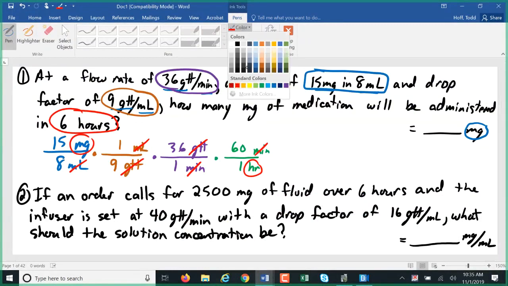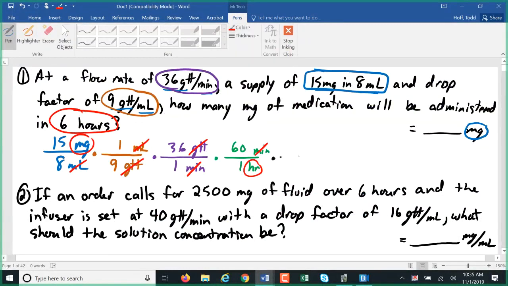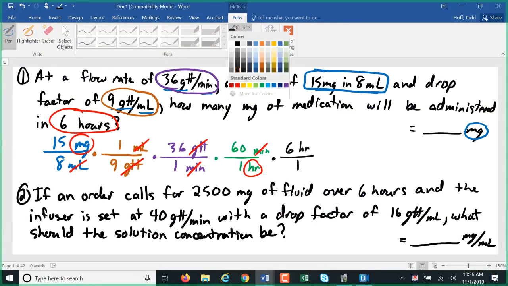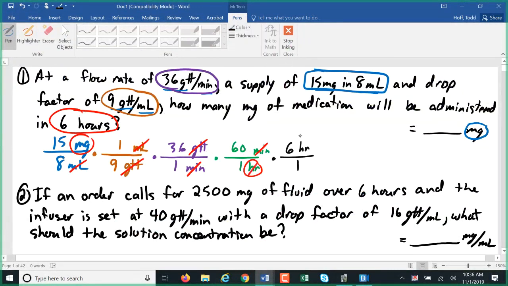Now that we have that, time is given as 6 hours. We can just multiply by 6 hours over 1. This should tell us then the amount of milligrams. Hours have canceled out.